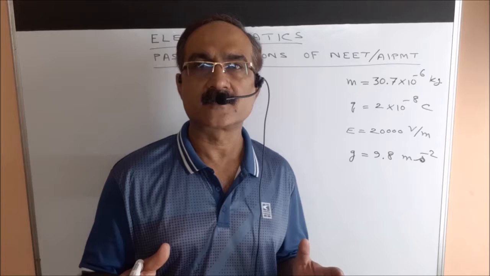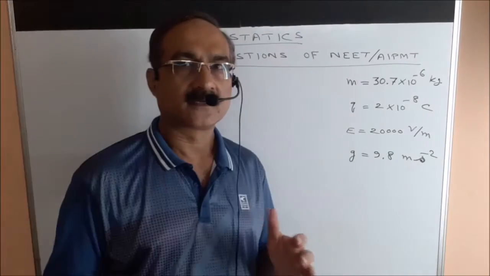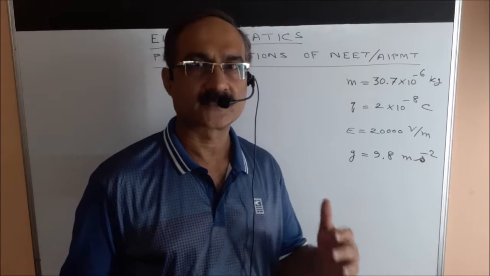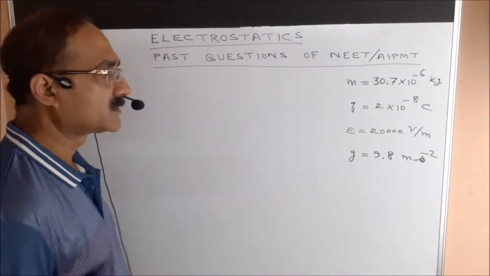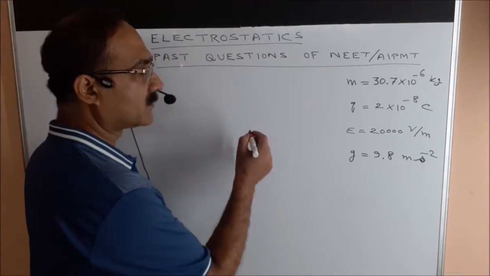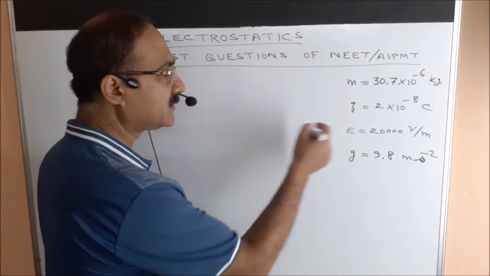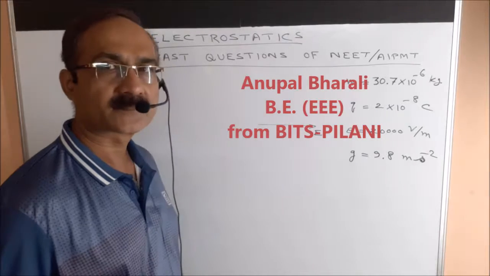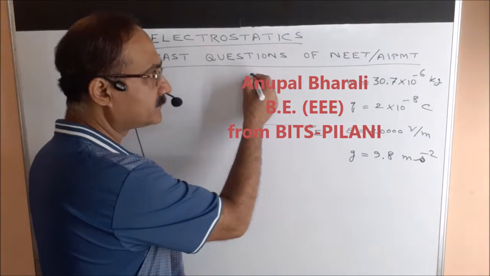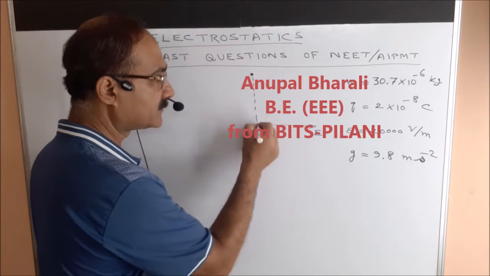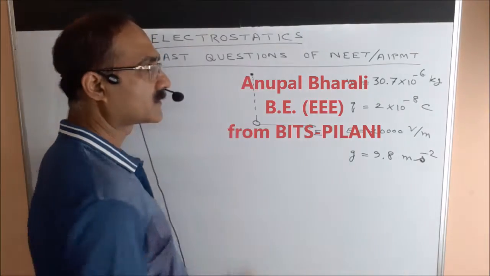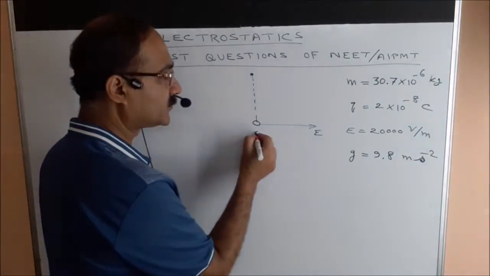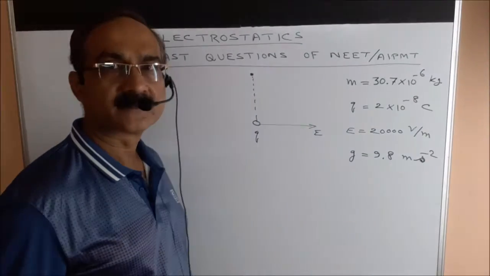This is a typical problem. It is a common type of problem that comes in entrance exams. It says in a horizontal electric field E, so we have a horizontal electric field E, a pendulum bob is suspended. The bob has a charge of Q, value is given.